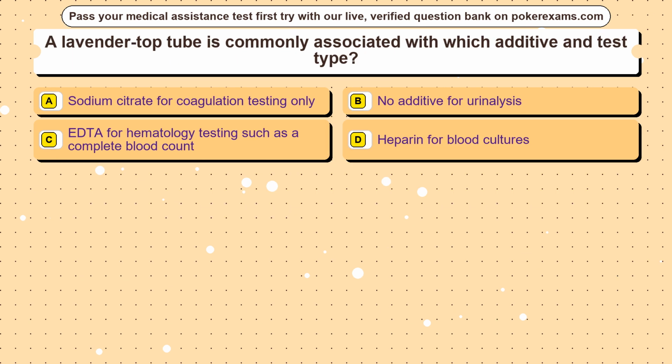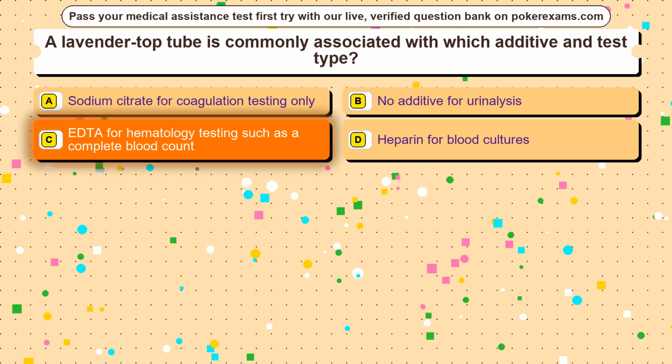Question 6. A lavender top tube is commonly associated with which additive and test type? Option A. Sodium citrate for coagulation testing only. Option B. No additive for urinalysis. Option C. EDTA for hematology testing such as a complete blood count. Option D. Heparin for blood cultures.